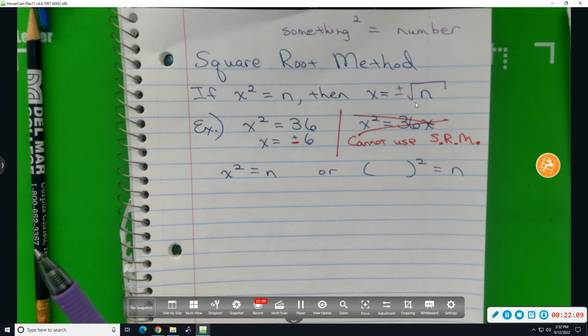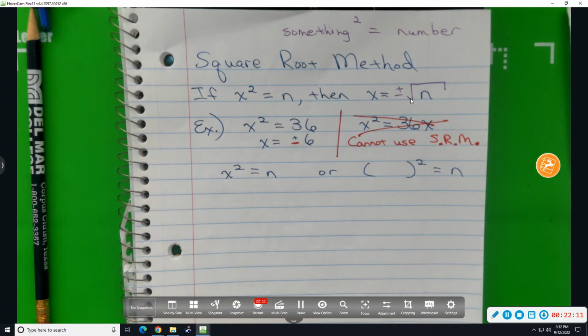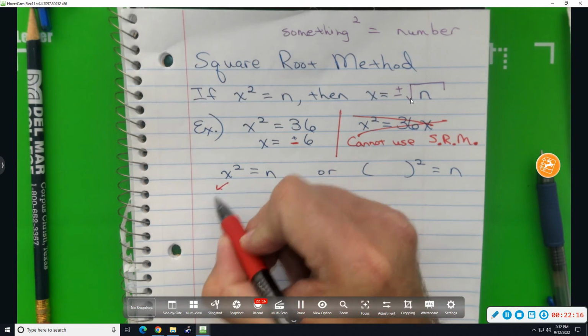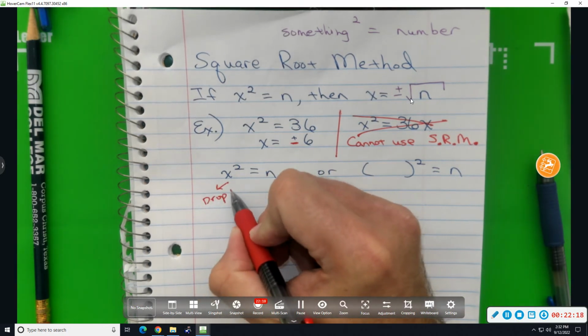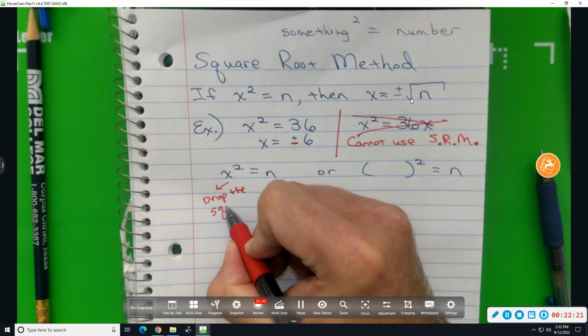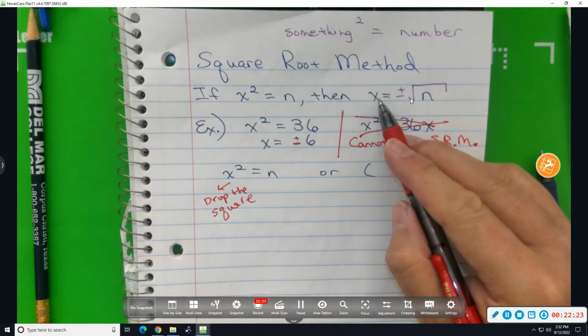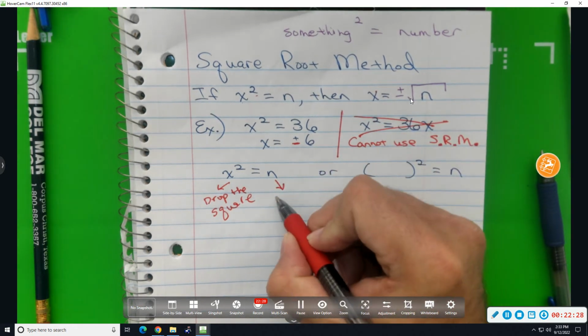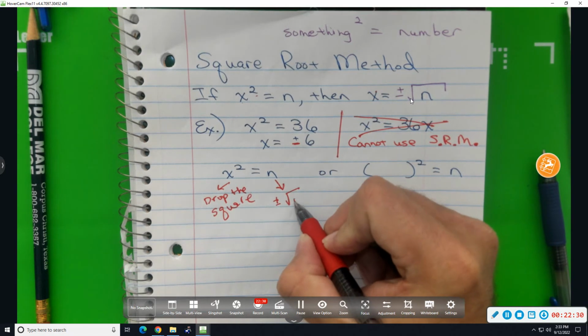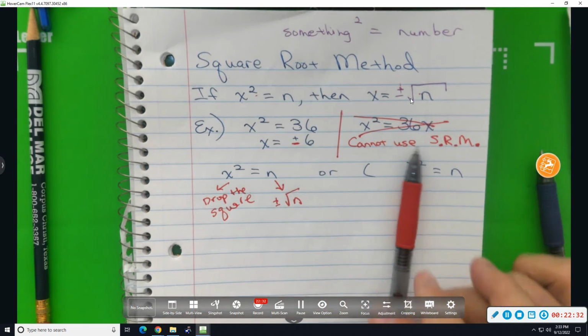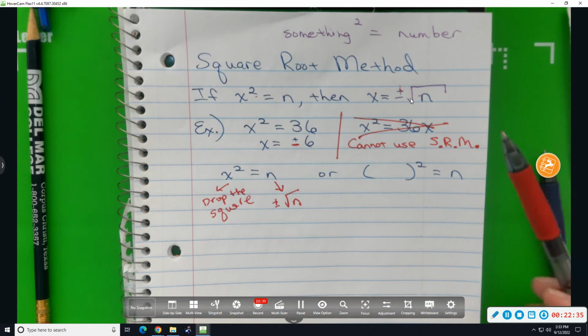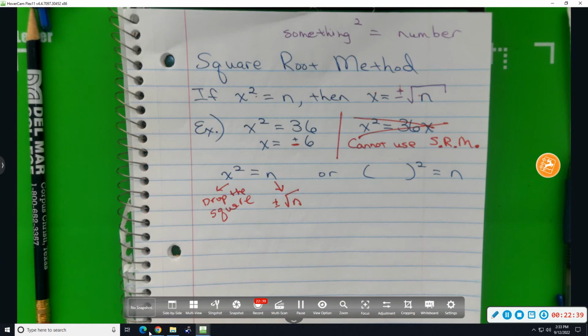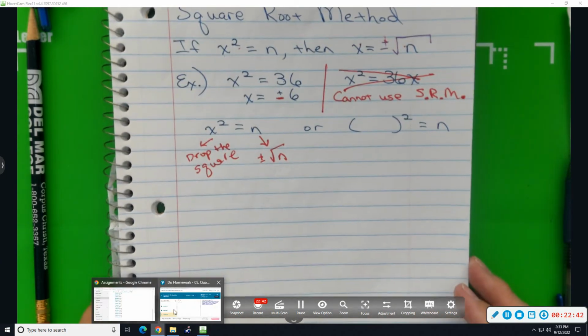And so in either case, when you're doing the square root method, going from here to here, you drop the square on the left side, and on the right side, you take the positive and negative square root of that number. What I normally say is you drop the square on the left, you pick up a plus minus square root on the right. Oh, I like it worded like that. Okay, I didn't know that's what you normally say.